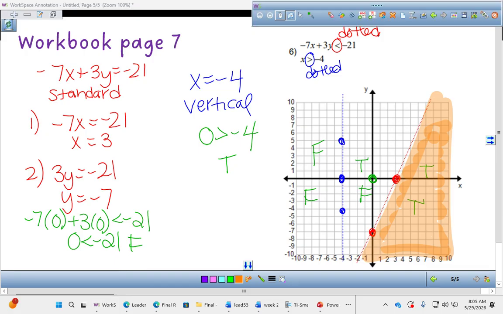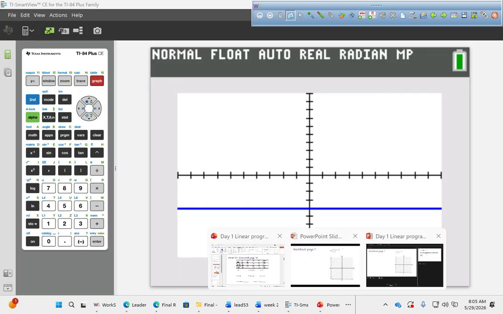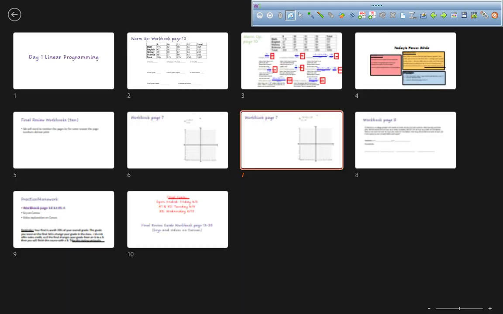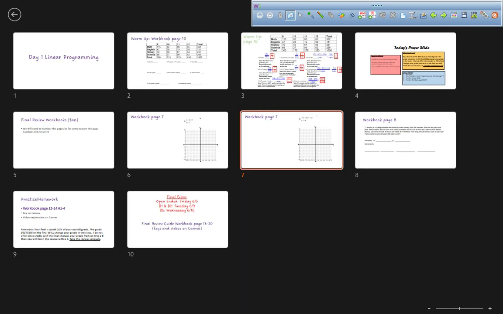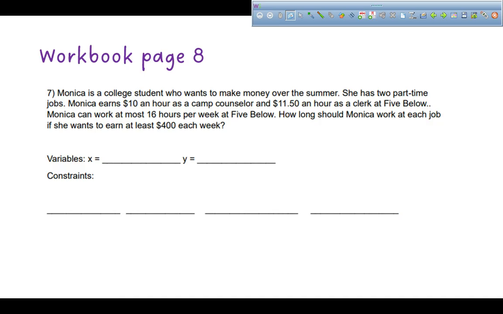The other part of this unit is on the next page, page 8, where we had to read through a word problem and set this up. Now remember, this is going to be multiple choice. So you're not going to have to set it up, graph it, find the corner points, test the corner points, answer the question like we did on our midterm. You already did that. This is just going to be setting it up, all right?